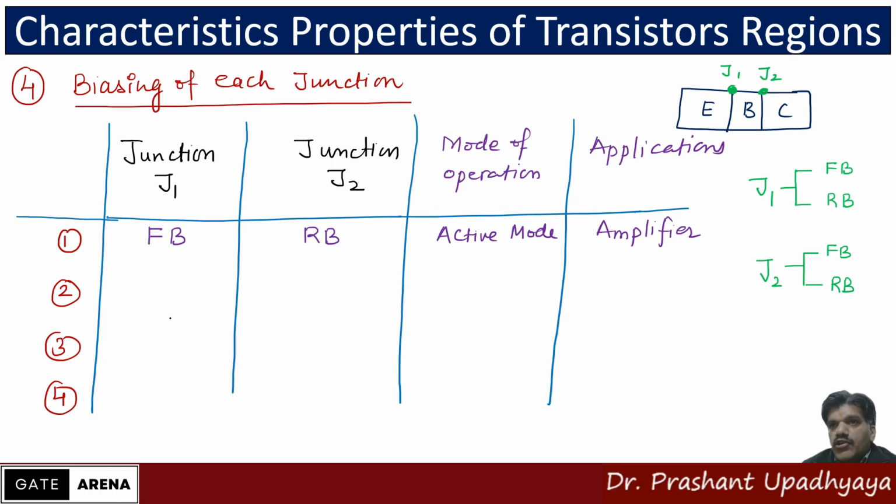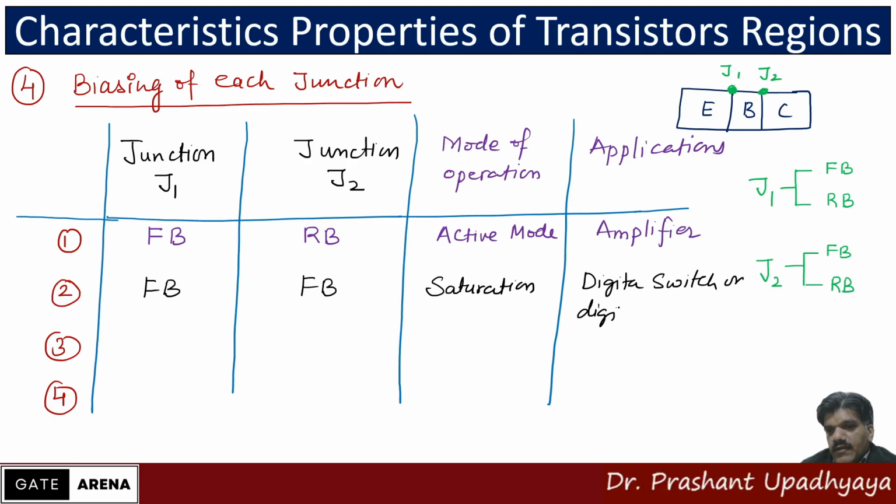The second combination is where I make junction J1 forward biased and junction J2 also forward biased. When J1 and J2 are both forward biased, the mode of operation is known as the saturation region. So your transistor is working in the saturation region, and we want to use it as a digital switch or as a digital device.